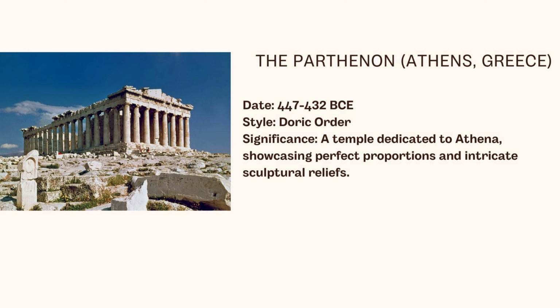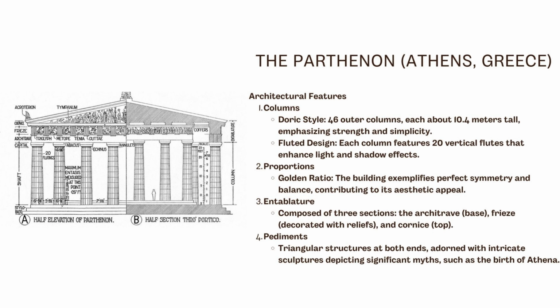Let's look into the architectural features of the Parthenon. First one is the columns. The Doric style has 46 outer columns, each about 10.4 meters tall, emphasizing strength and simplicity. Fluted design: each column features 20 vertical flutes that enhance light and shadow effects. Second one is the proportion. The building exemplifies perfect symmetry and balance, contributing to its aesthetic appeal.